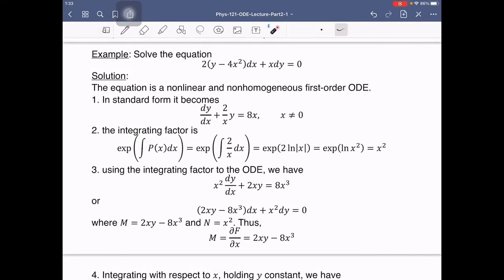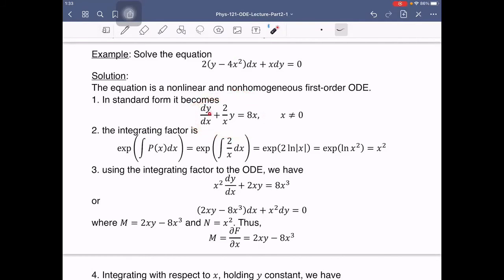So, solve the equation 2 times quantity y minus 4x squared dx plus x dy is equal to 0. So as you can see from here, this equation is nonlinear and non-homogeneous. Alright? Of course, this is first order because there are no second derivatives. Let us write it now in standard form. In standard form, of course, we need to manipulate this. This can be written as this one.